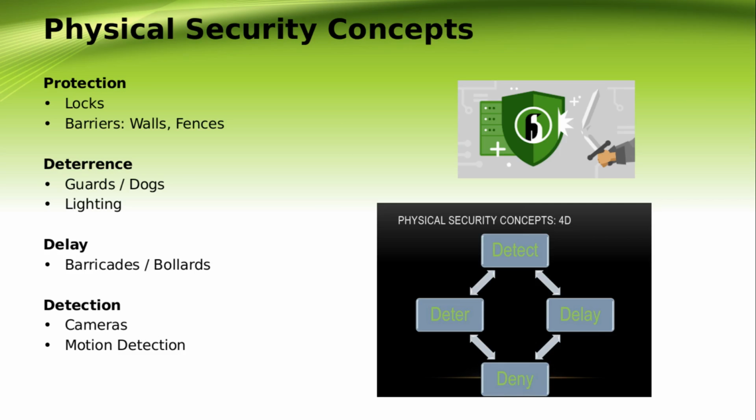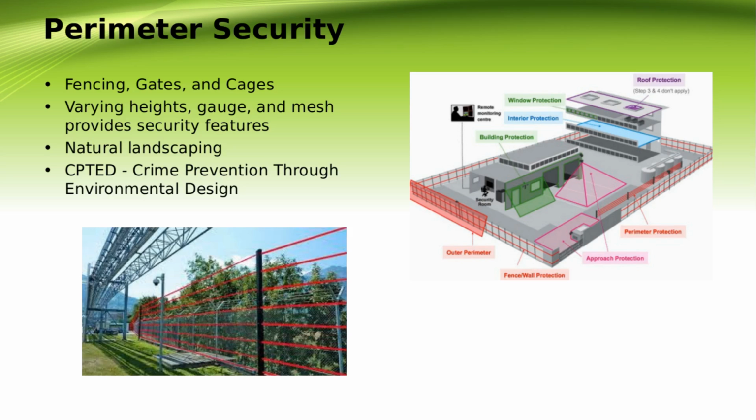Physical security concepts: protection, deterrence, delay and detection. We're going to see why these components and equipment are needed for security, to protect the organization or the valuable assets. We'll see them one by one. Perimeter security: fencing, gates and cages. Fencing height, cages and mesh provide security features, along with natural landscaping and crime prevention through environmental design.